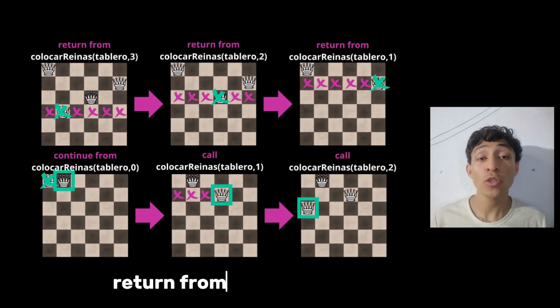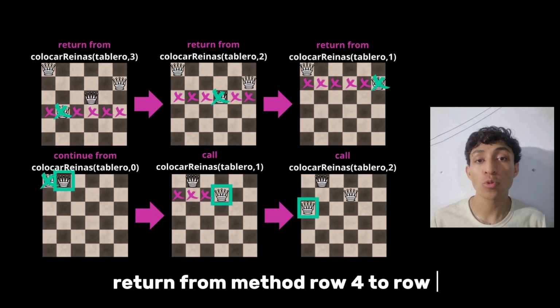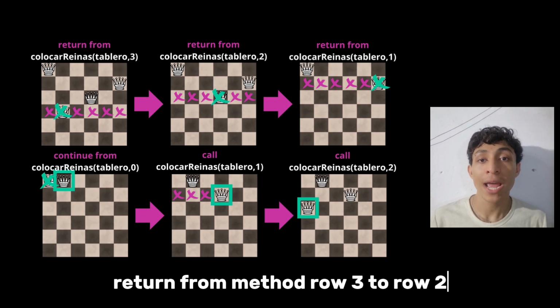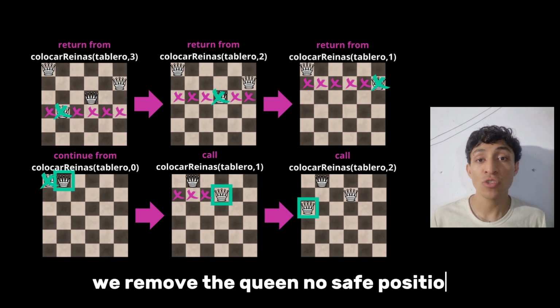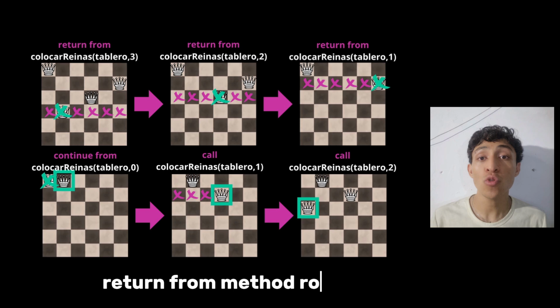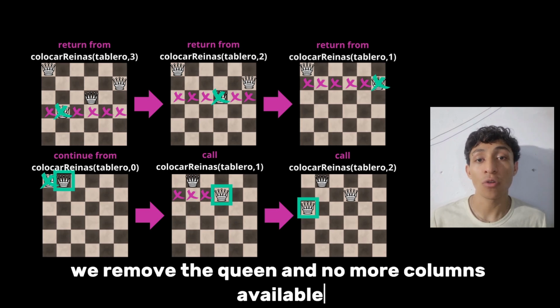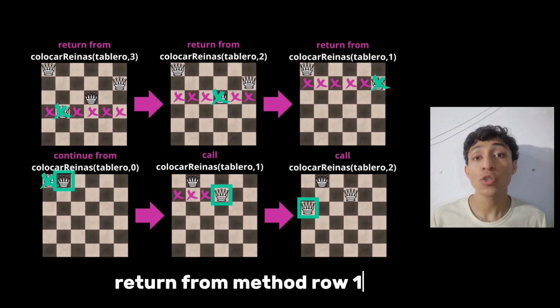Return from method row 4 to row 3. We remove the queen from row 3 and discard the rest of the columns. Return from method row 3 to row 2. We remove the queen, no safe position. Return from method row 2 to row 1. We remove the queen and no more columns available. Return from method row 1 to row 0.